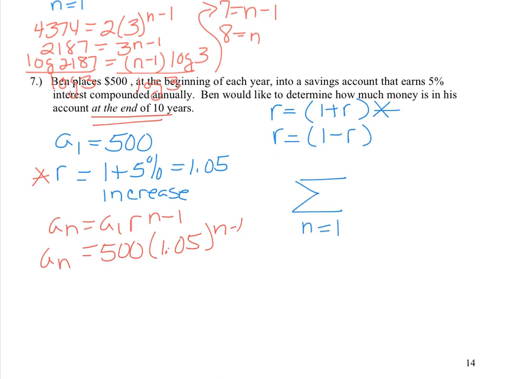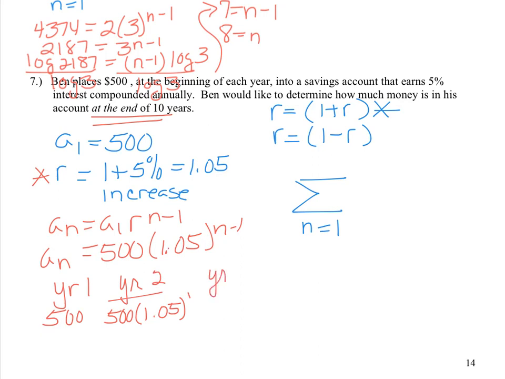Now here's the thing. It said that they wanted to know the amount at the end of 10 years. Well, your actual rate is being applied at the beginning of each year. So let's write this out a little bit. At year 1, we're starting off with $500. At year 2, they add the interest, so we have 500 times 1.05 raised to the first power, because we're at year 2.